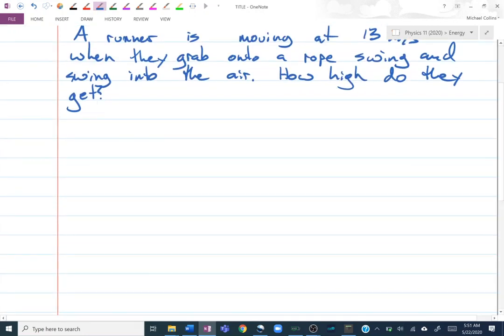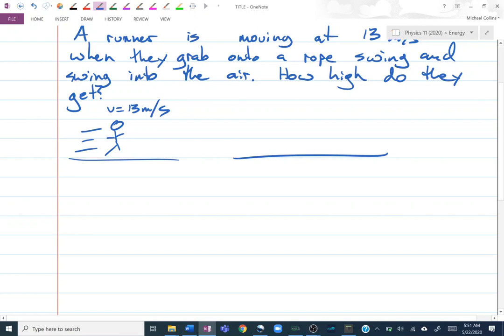So our two diagrams. We have diagram 1, somebody running. Their velocity is 13 meters per second. Diagram 2, this running person, and maybe we could draw a rope swing there. This running person has been running. They now grabbed onto the rope swing as they're running, and it has swung up to a given height. Maybe this guy's moving pretty fast. I bet that rope swing's at a bit of a better angle like that.